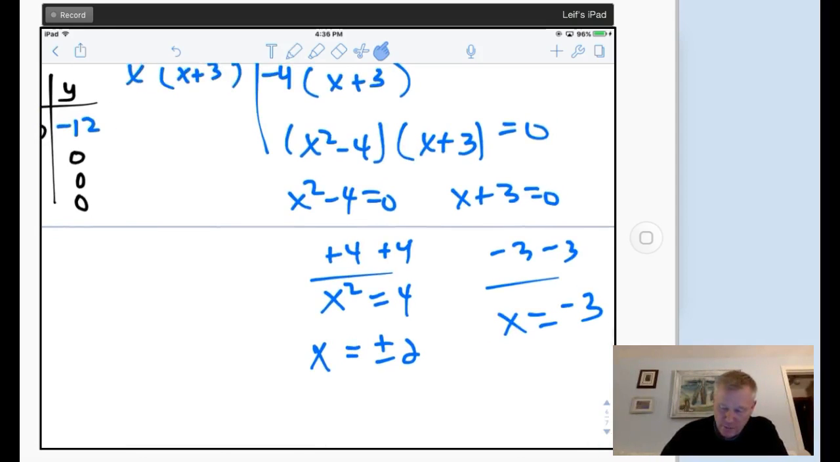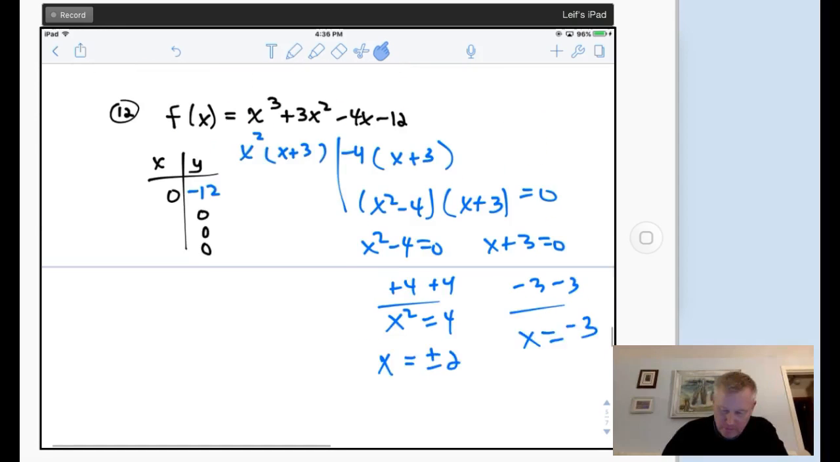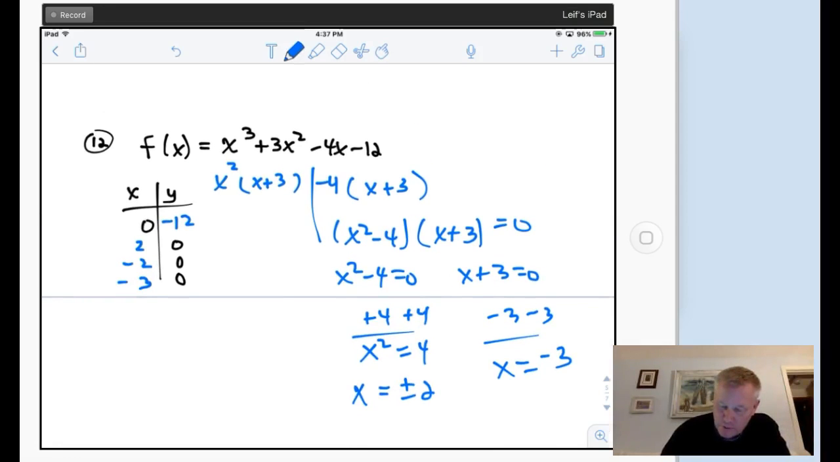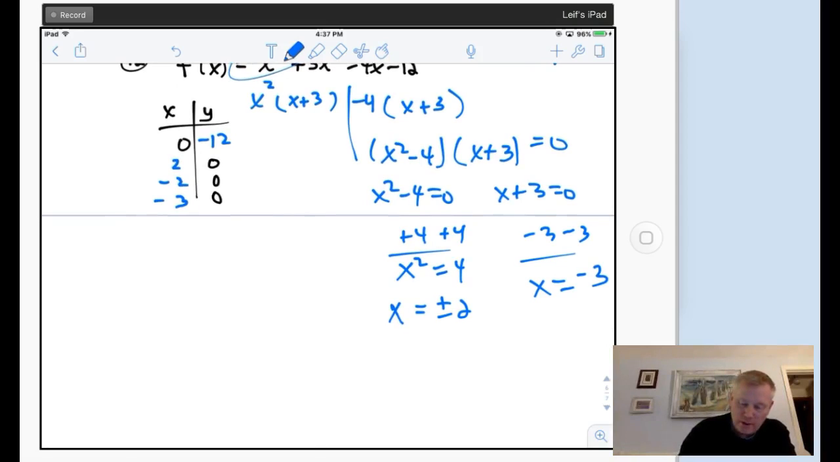All right, so all of them have multiplicities of 1. Okay, so I got 3 of them. I got 2, negative 2, and negative 3. And my end behavior is going to be down, up, because the coefficient is positive, and x to the 3rd is odd.